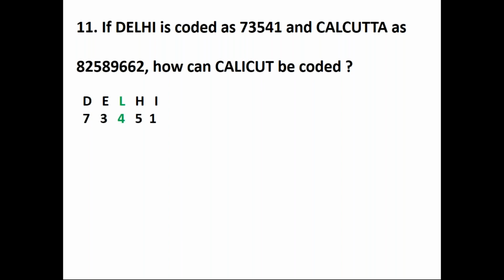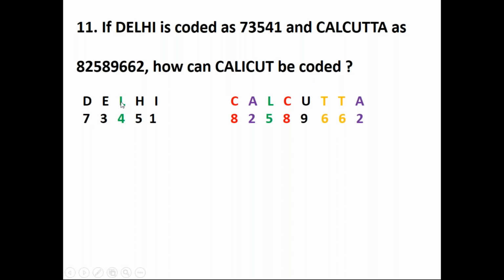73451. Calicut is coded as... so whether the corresponding letter D7, E3, the corresponding letter representing the corresponding digit or not, you have to identify. Calicut is coded as 825-89662. So in both the statements, please identify, ma.